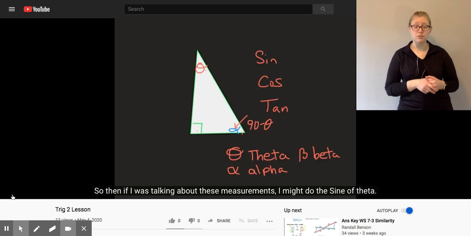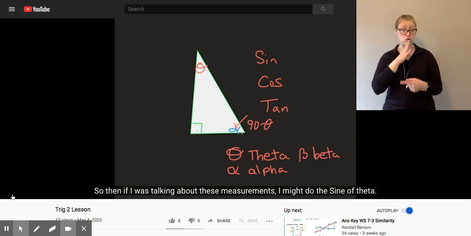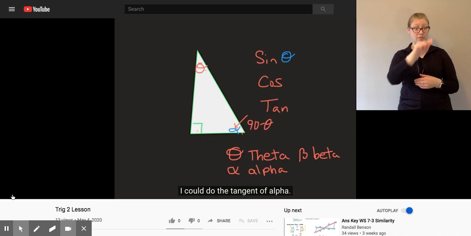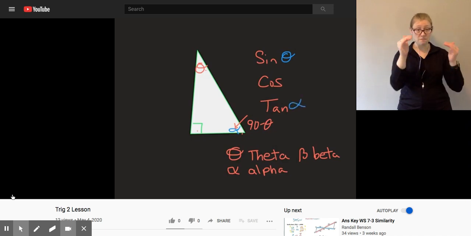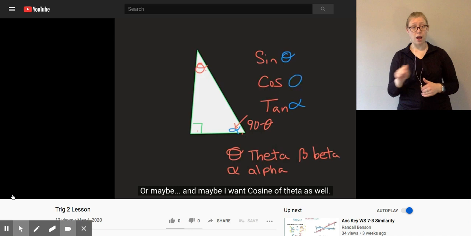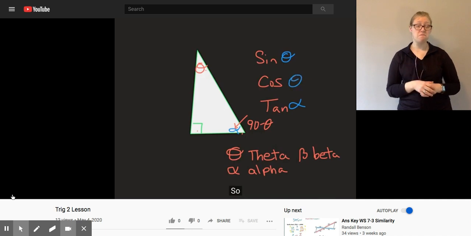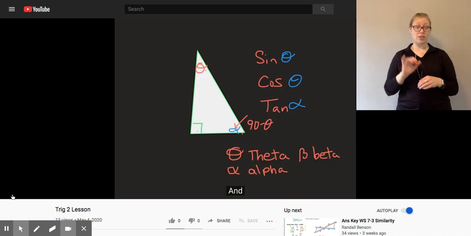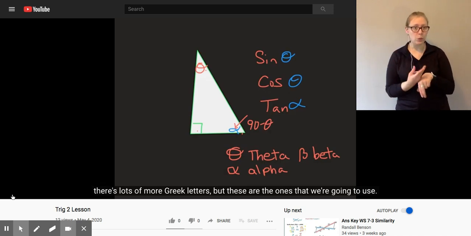So then if I was talking about these measurements, I might do the sine of theta. I could do the tangent of alpha. Okay, or maybe I want cosine of theta as well. So that's a way to name letters using Greek letters. And there's lots more Greek letters, but these are the ones that we're going to use.